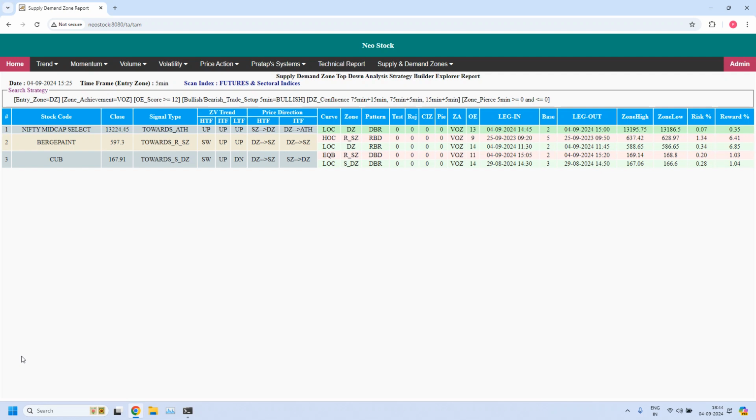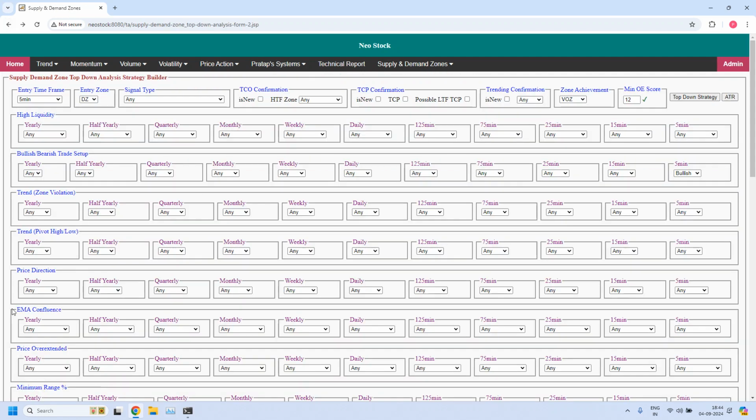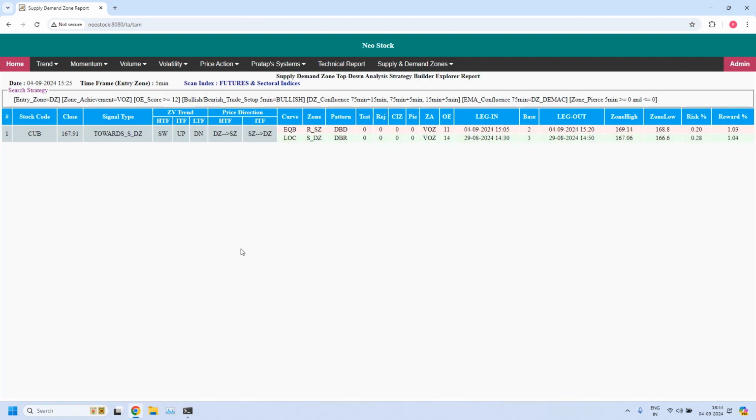Let us check whether any of these stocks are having HTF EMA confluence. Only the first one is filtered, it makes sense because the remaining 2 are in a sideways trend. So in the EMA confluence, HTF is 75 minutes because 5 minutes, 15 minutes are part of the 75-minute zone. If this 75-minute zone is having daily EMA confluence, it's a high probability setup.